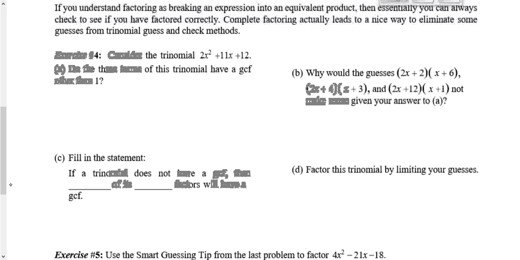Let's just look at exercise 4. Consider 2x squared plus 11x plus 12. Does this have a GCF other than 1? No, it does not. Okay. All right, B.